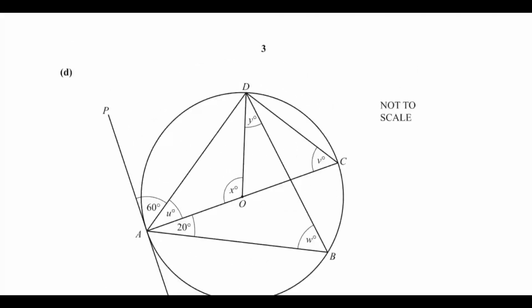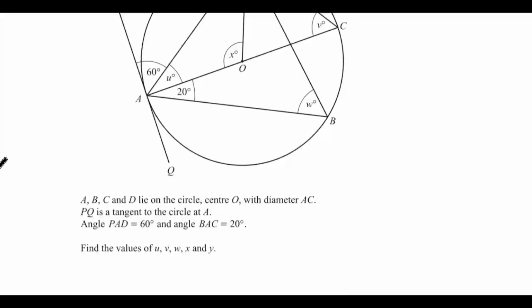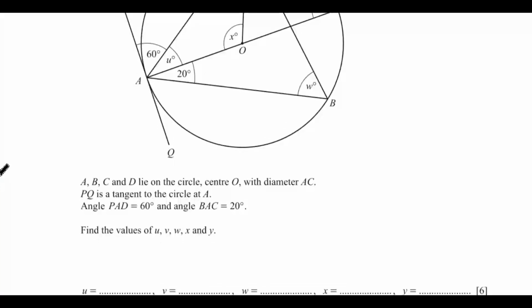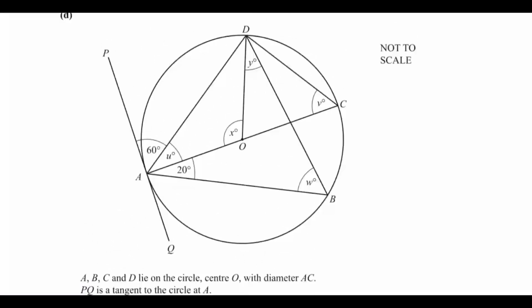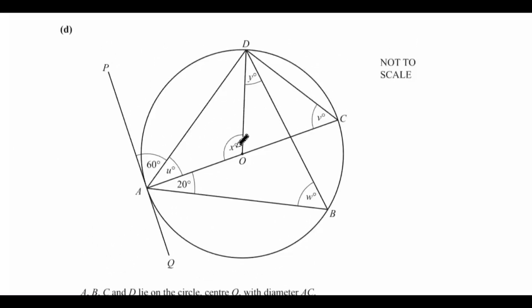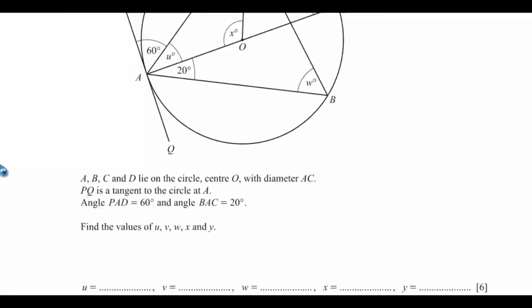So this is question 1D from paper 058041, October/November 2019. A, B, C, and D lie on the circle center O with diameter AC. So if this is the diameter and these are the two arms of this angle, that means the whole of this will be 90 degrees. That is the implication, so I can write 90 degrees here. But always take note of the points as you are given them.